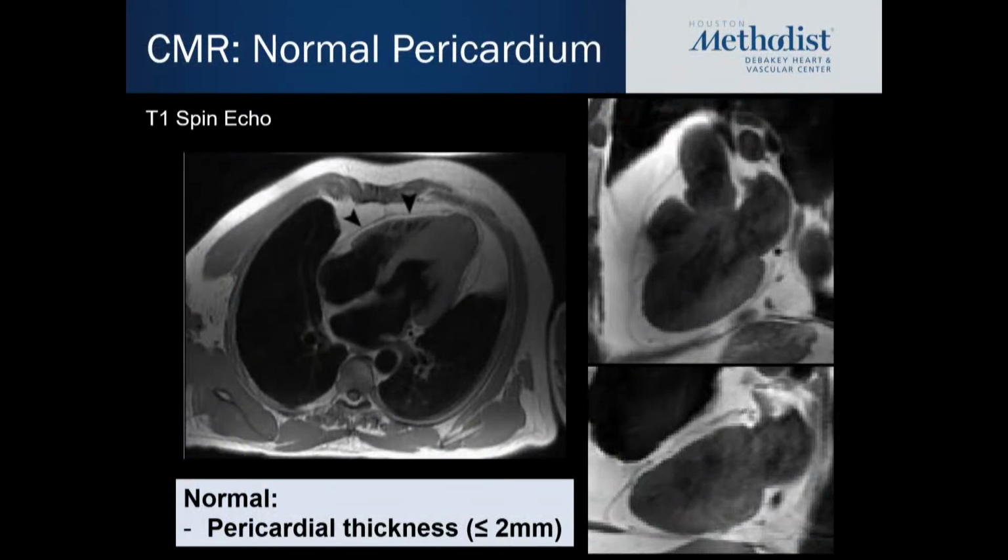So here we are with a cardiac MRI, and to image the pericardium we use a sequence called a T1 spin echo. The pericardium is shown there by the arrows, and it's this really thin curvilinear structure that circumambulates the heart. In general, the pericardium is very thin. It's less than 2 millimeters, and anything more than 4 millimeters is pathognomonic for pericardial thickening.